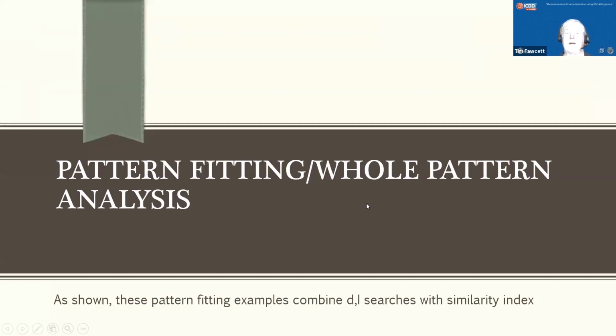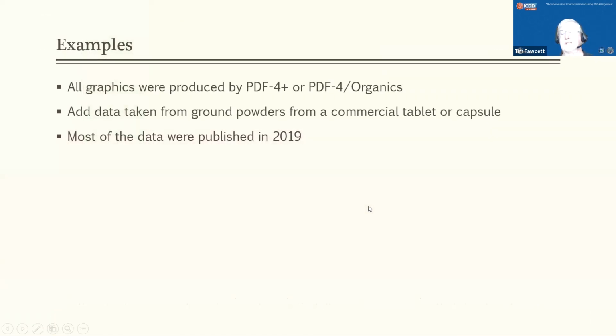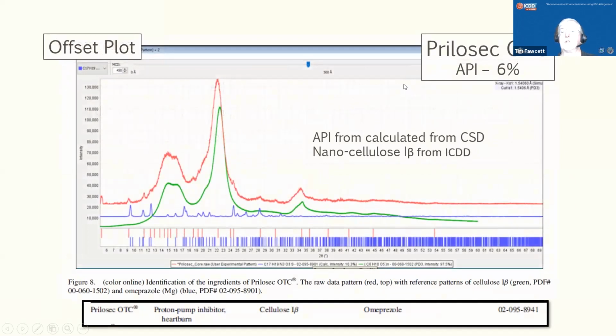So this is how we combine both of them. And I'm going to show you some examples. The examples all use graphics produced by PDF-4 Organics. I did update some from some of the published data, and we'll talk about those. Everything was taken from ground powders. So this could all be reproduced from the product, all taken on ground powders. So I'm going to show you Prilosec OTC. Basically, we use the similarity index to identify the cellulose, and then we use the conventional search match to identify the API, which is omeprazole.